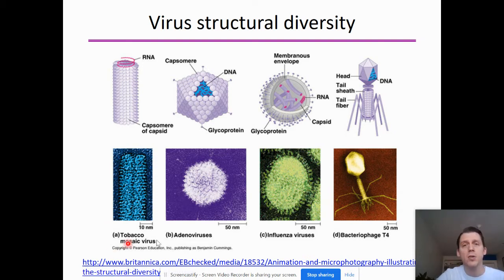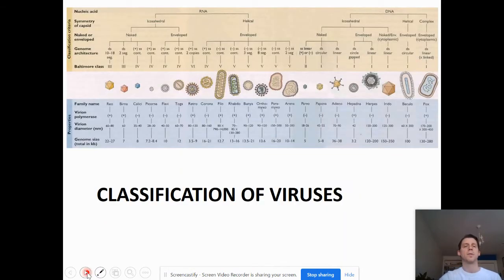So you can see here they have a variety of different shapes, of different sizes. Here's the one that infects bacteria, and here's the influenza, adenoviruses, a plant virus. So viruses can infect plants and animals and bacteria and all sorts of living things.